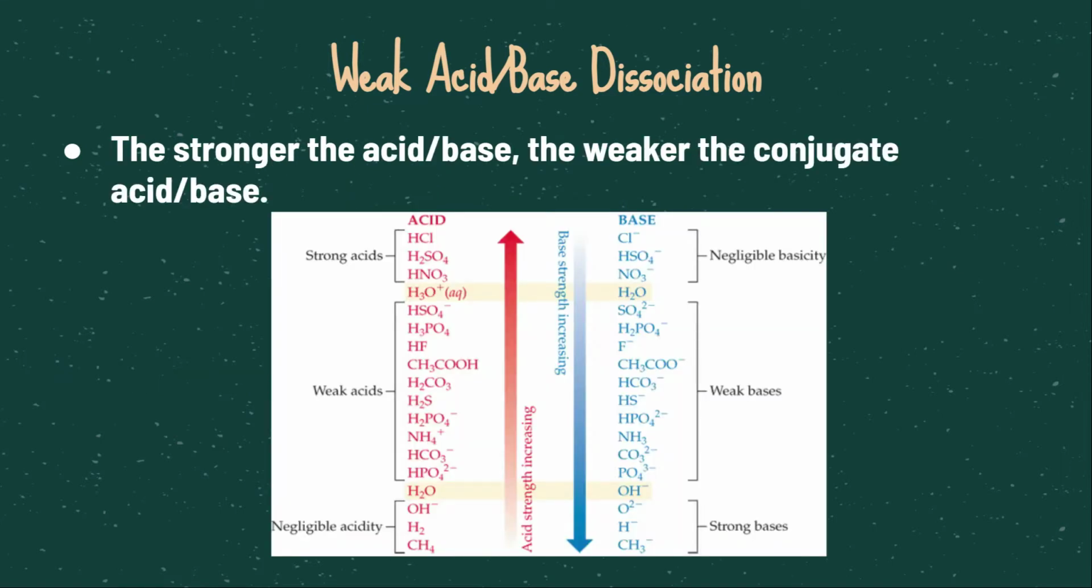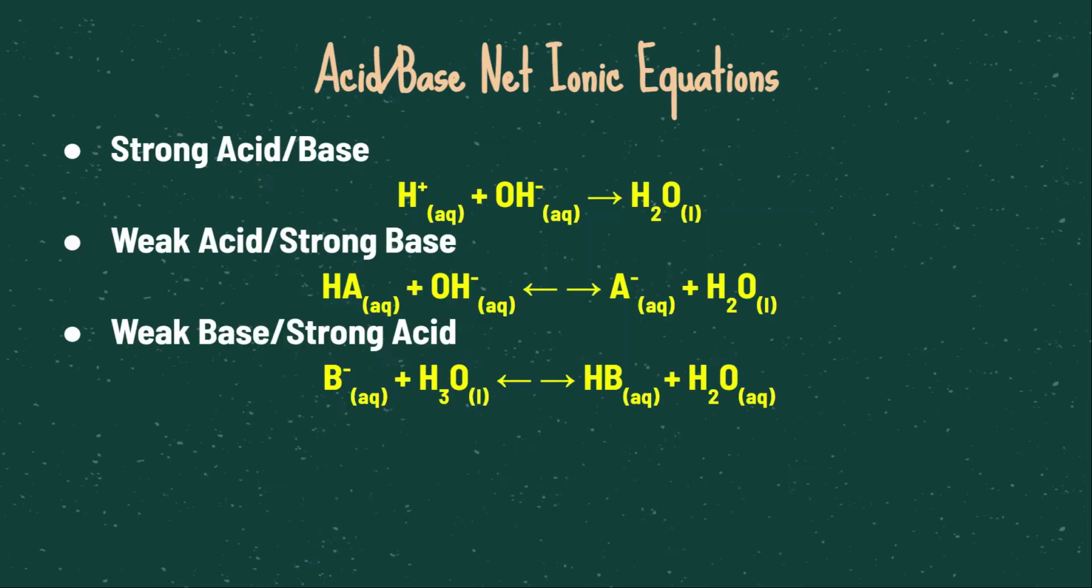A couple other things to keep in mind in terms of conjugate acids and bases is that the stronger the acid or the base, the weaker its conjugate is. So for example, HCl is a strong acid. Its conjugate base is extraordinarily weak. Same thing here, when we look at some of our strong bases that are towards the bottom, or stronger bases, the acid strength is relatively weak. So do kind of keep that in the back of your mind.